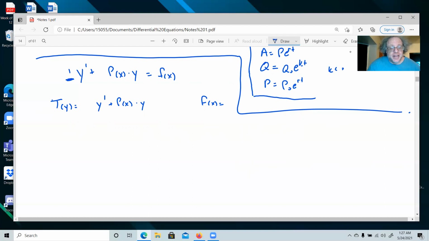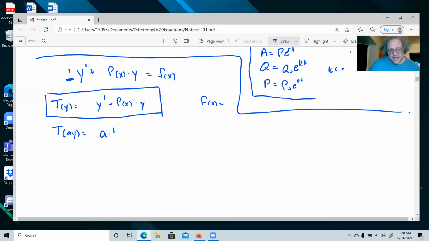So what we mean by linear, we're defining this. This is what T is. This is my operator. What I'm saying is, for linear, that T of ay is going to be equal to a times T of y. So that's one of the conditions we need to see if it's linear.